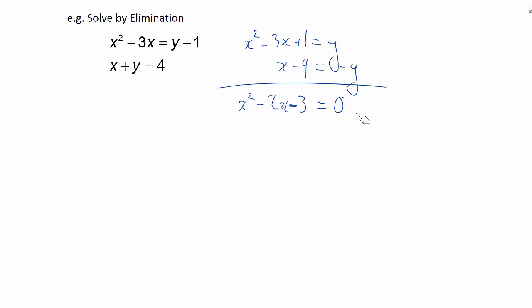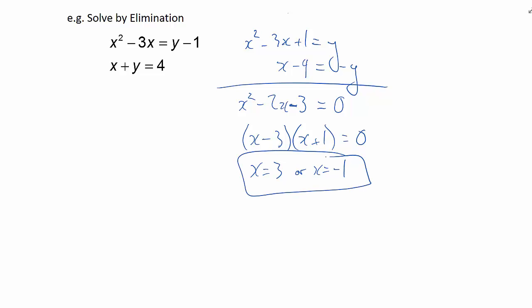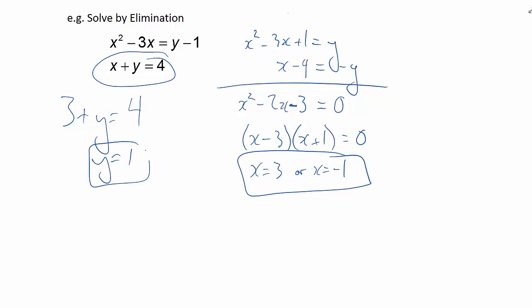Finally here, let's factor this. This is going to go as x minus 3 and x plus 1, which will give me x is equal to 3 or x is equal to negative 1. So I've got those two solutions. Let's go back and get the corresponding y value. I think this equation will be easier to use. 3 plus y equals 4 tells me that y is equal to 1.